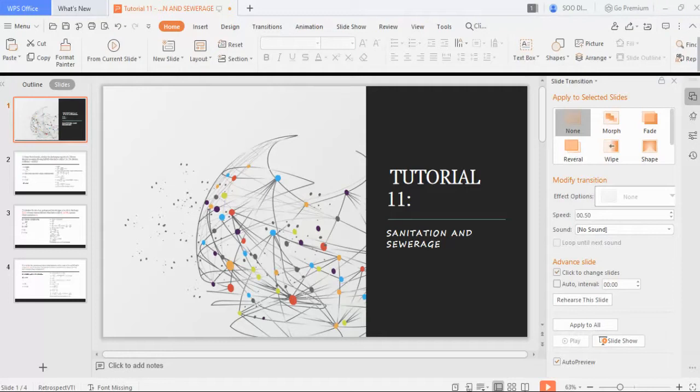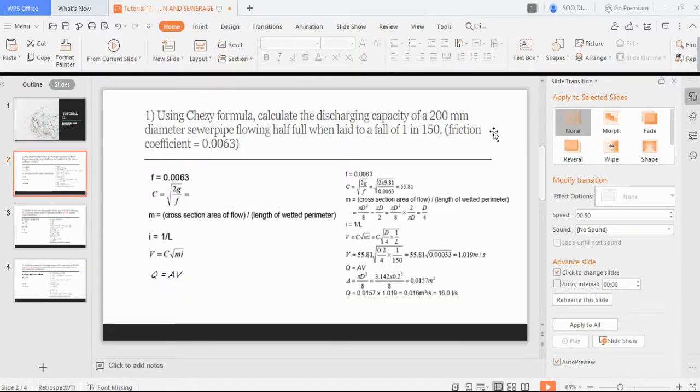Okay, hi guys. So this is your tutorial 11, sanitation and sewerage. You have three questions here, which is the calculation part for your sanitation and sewerage. This is for your topic 5, the only calculation part for your Building Science and Services 1. Here you'll be using the Chezy formula to calculate the discharging capacity of this sewerage pipe.